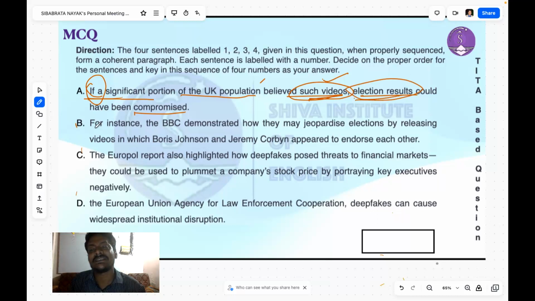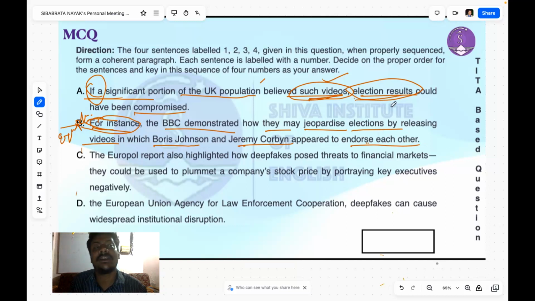Look into the second sentence, for instance. For instance itself is a marker indicating that it might be an example, right? So, for instance, the BBC demonstrated how they may jeopardize elections by releasing videos in which Boris Johnson and Jeremy Corbyn appear to endorse each other.